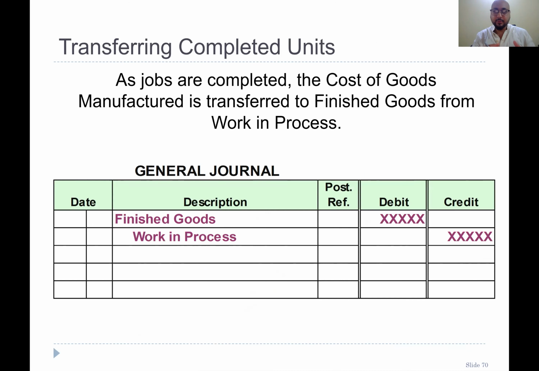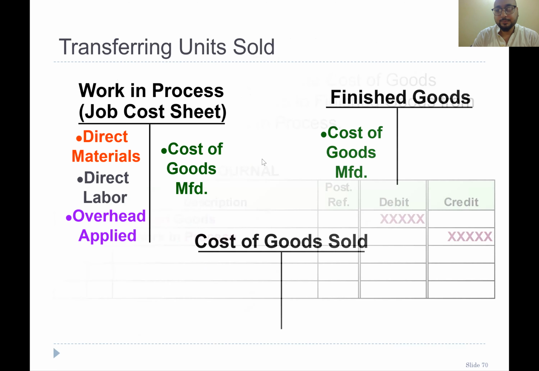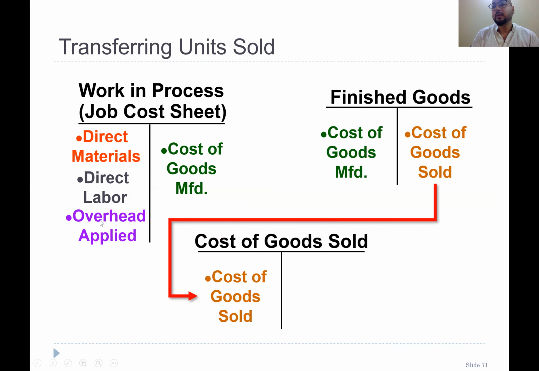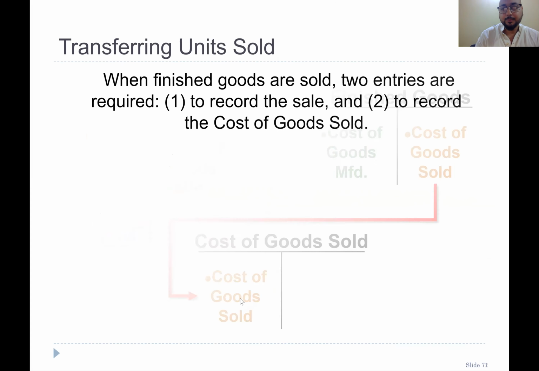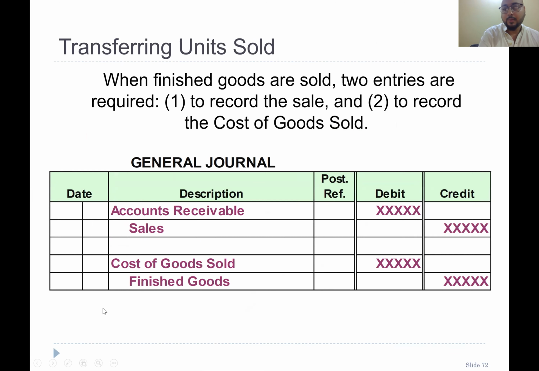Asset decrease, credit. Finished goods to work in progress. Right? So when the goods are sold, so that amount will go to how? Because cost of goods sold expense increases and finished goods decrease, which is asset decrease being credit. So the entry would be cost of goods sold to finished goods.